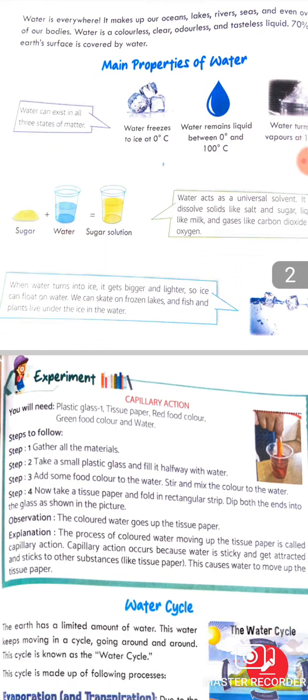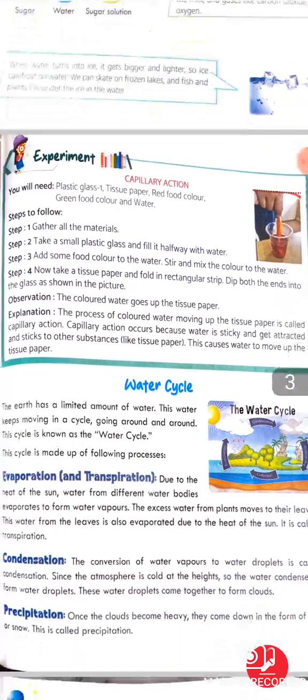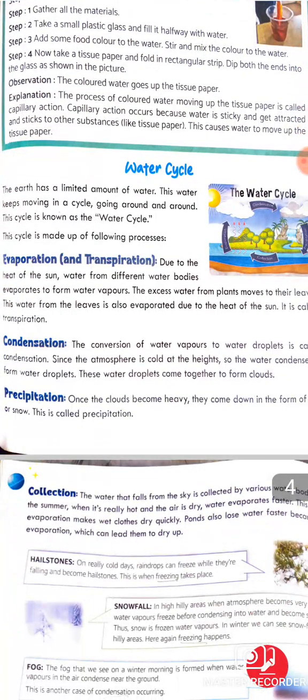And in the previous second class, we had learned about the water cycle. So before starting our new topic about hailstone, let us revise the summary of the water cycle. As we had learned, the earth has a limited amount of water which keeps moving around and around in a cycle, and this cycle is known as the water cycle.